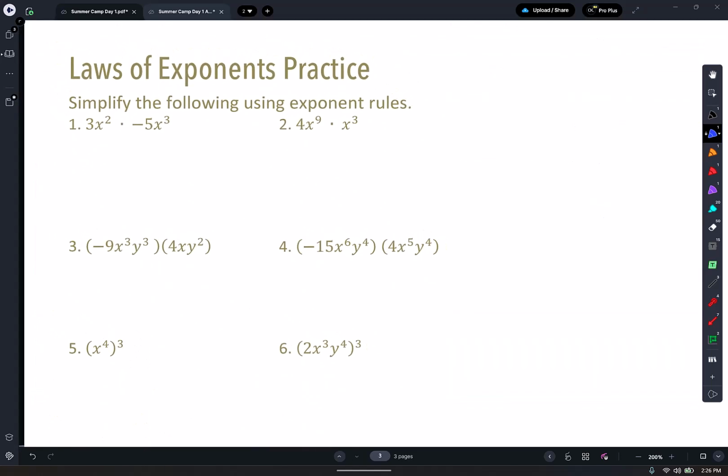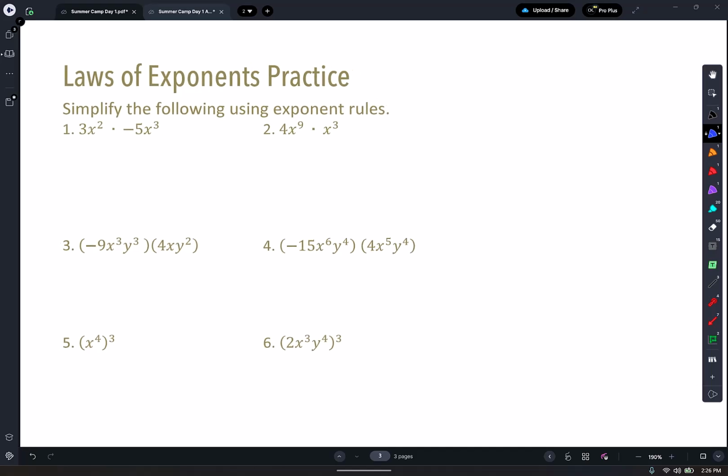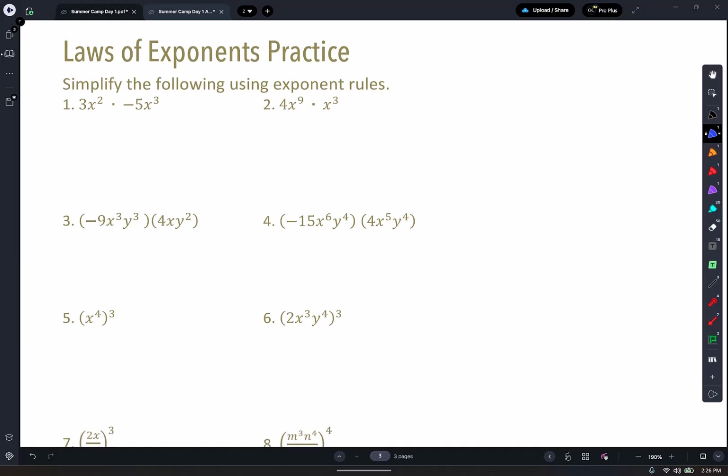We're going to do these all together, and then we'll set you guys loose with a little coloring activity, mental health. Don't worry, you'll see it's not going to be that bad. All right, 3x squared times negative 5x cubed.